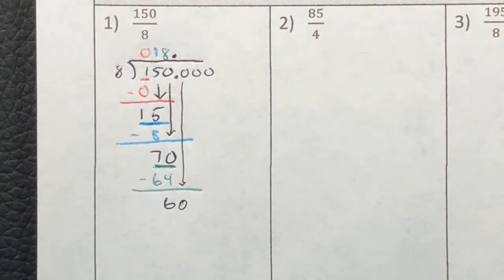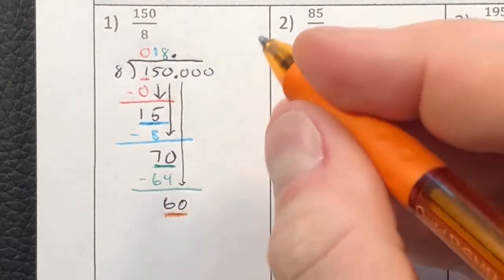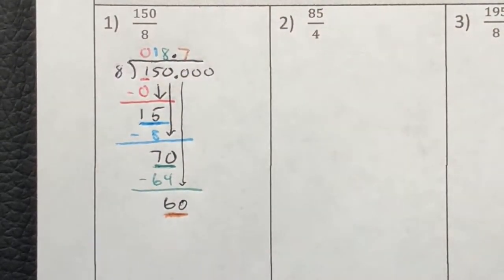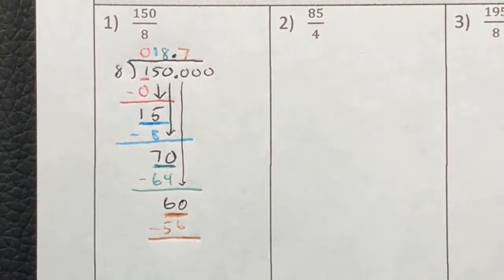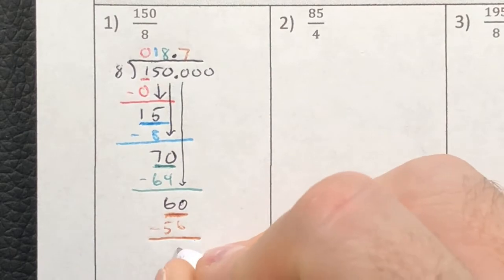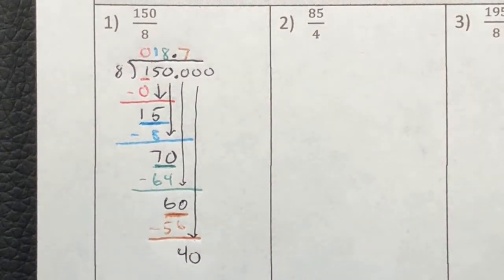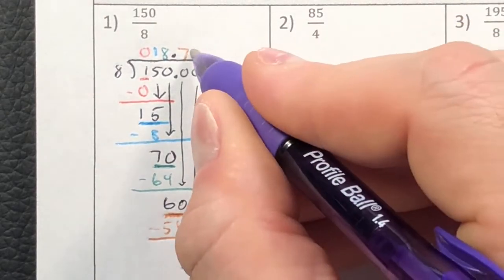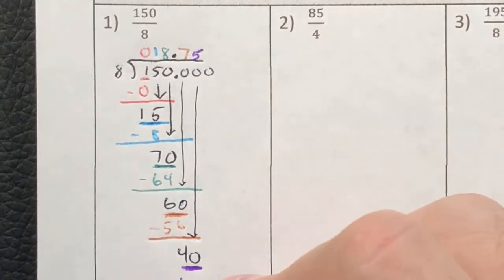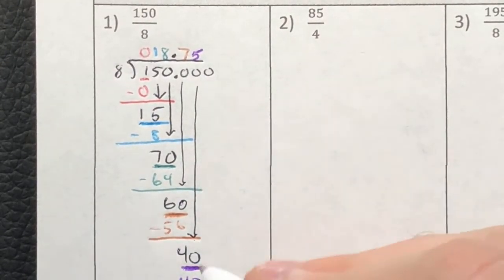How many times does 8 fit into 60? So 8 fits into 60 without going over 7 times. So 7 times 8 is 56. I'm going to subtract that. 60 minus 56 is 4. Drag down the next 0. Okay. Then I'll ask myself, how many times does 8 fit into 40? Well, it fits in exactly 5 times. And so luckily speaking, when we do this right here, it terminates the decimal.